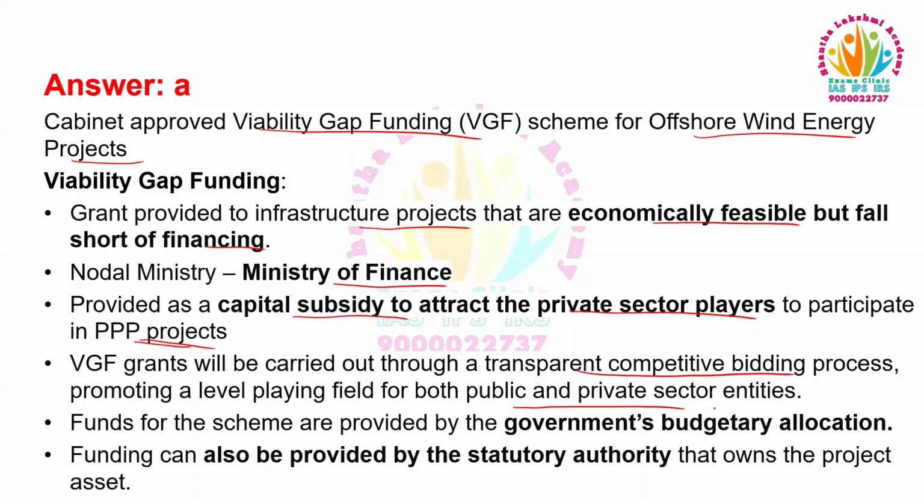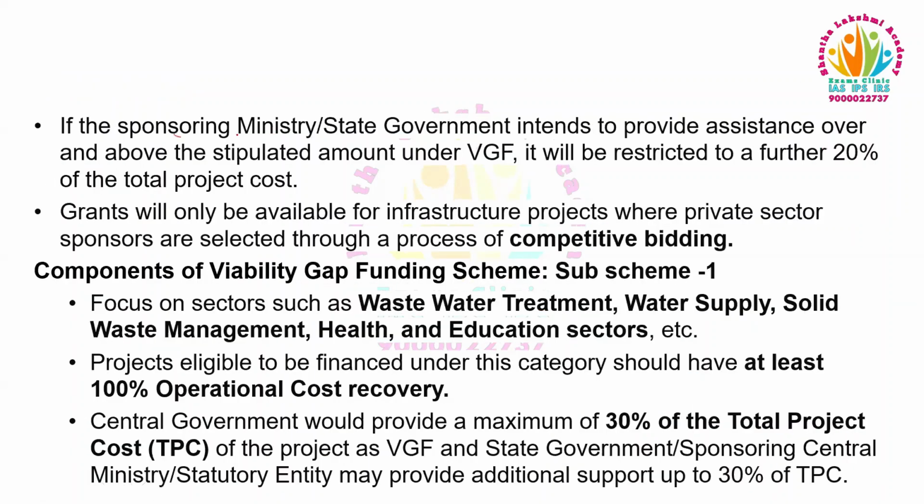Funds for the scheme are provided by the government's budgetary allocation. Funding can also be provided by the statutory authority that owns the project asset. If the sponsoring ministry or state government intends to provide assistance over and above the stipulated amount under VGF, it will be restricted to a further 20% of the total project cost. Grants will only be available for infrastructure projects where private sector sponsors are selected through a process of competitive bidding.